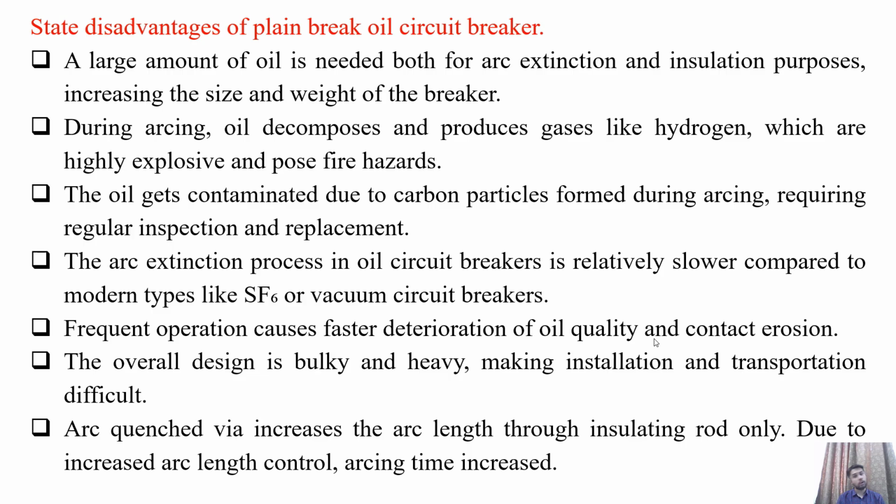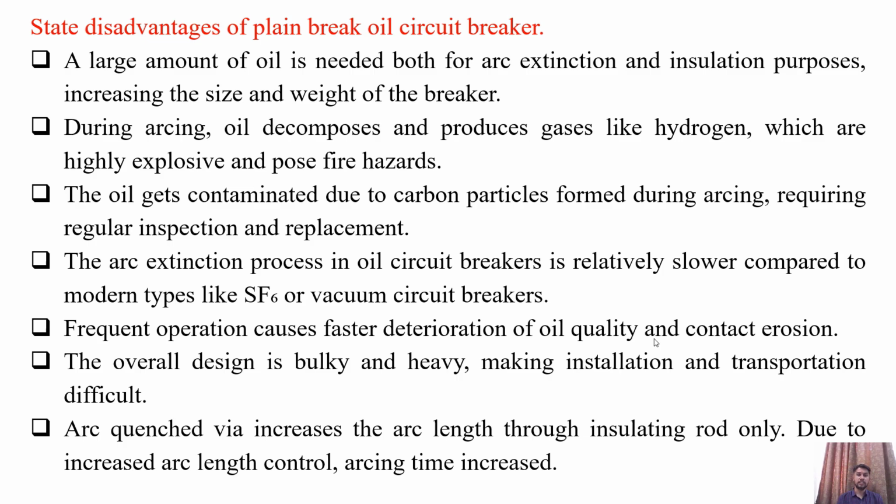Disadvantages of plain break oil circuit breaker. So there are several disadvantages of this type of oil circuit breaker. Some are listed over here. A large amount of oil is needed both for arc extinction and insulation purposes. So this increases the size and weight of the breaker. During the arcing, oil decomposes and produces gases like hydrogen, which are highly explosive and inflammable and cause fire hazards. The oil gets contaminated due to the carbon particles formed during the arcing, requiring regular inspection and replacement.